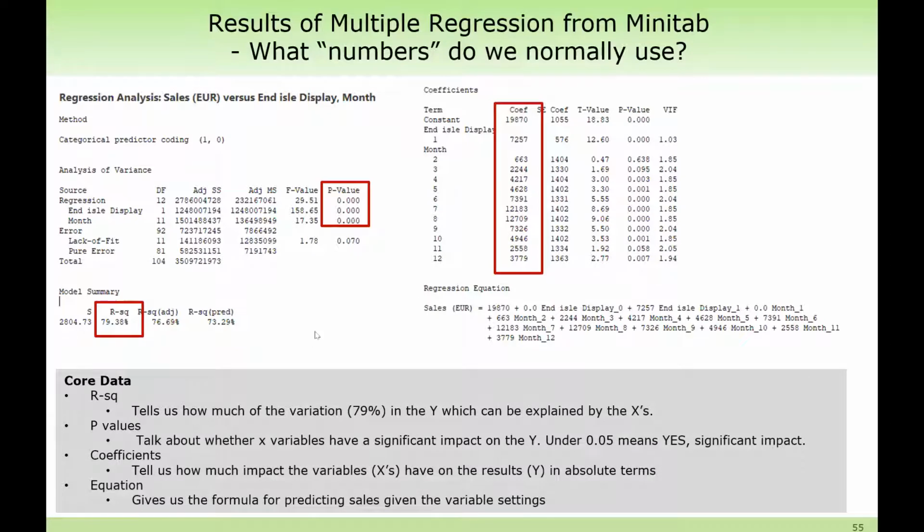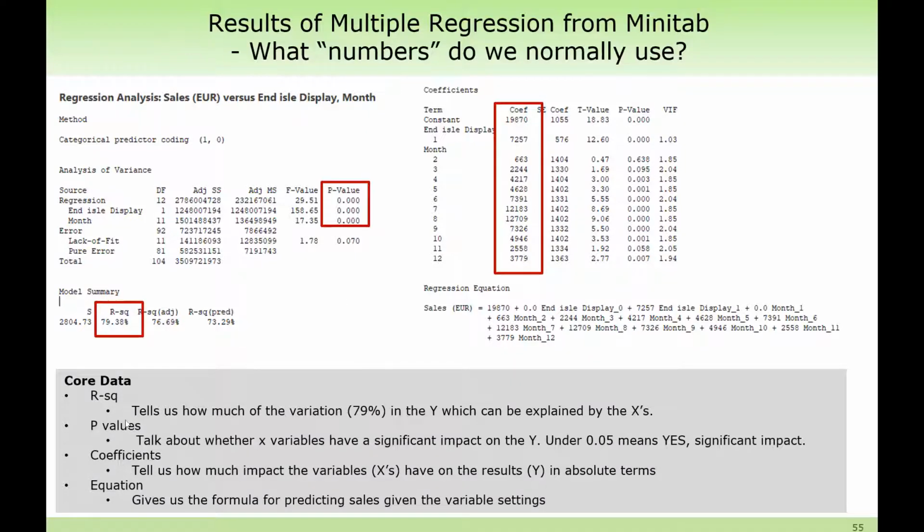Now, once you run the analysis, this is what the standard outcome looks like from a standard test with the standard settings. And there are a couple of areas that you need to look for to extract the most important data. So let's first talk about the R-square value. The R-square value tells us how much of the variation in the y can be explained by the x's. So that is one of the key numbers to figure out how much the variables that we have can explain the effects on the results, or the y that we have.